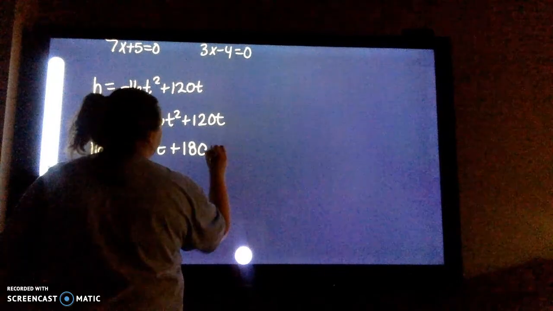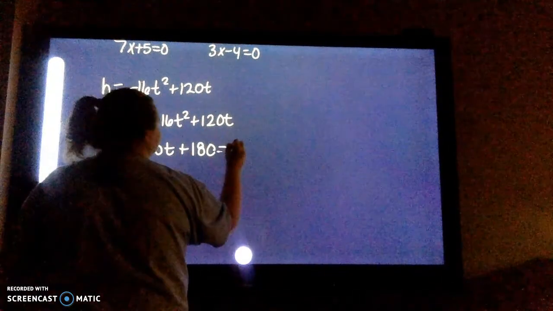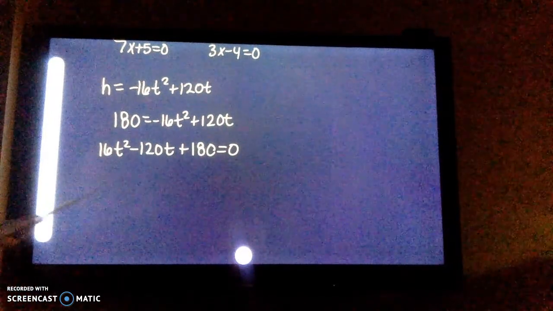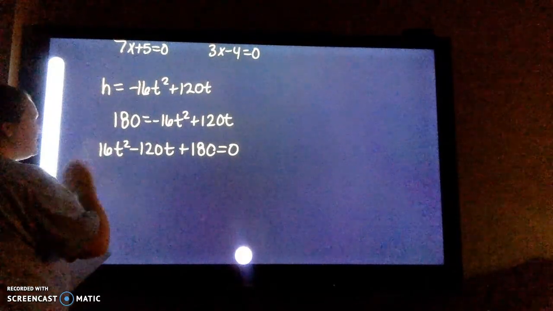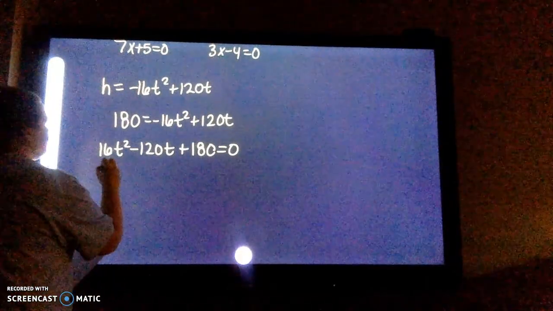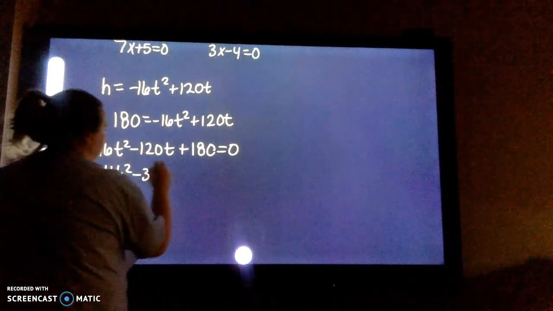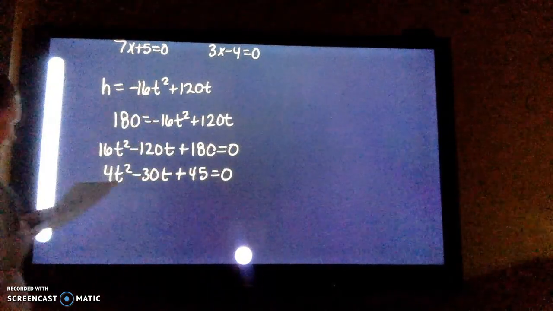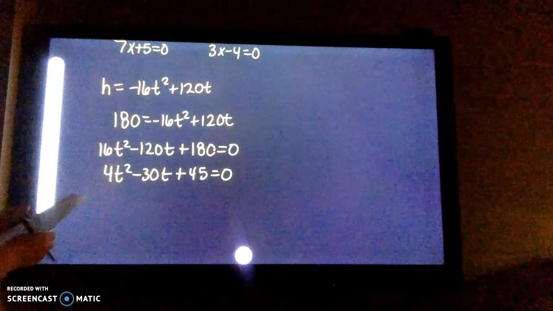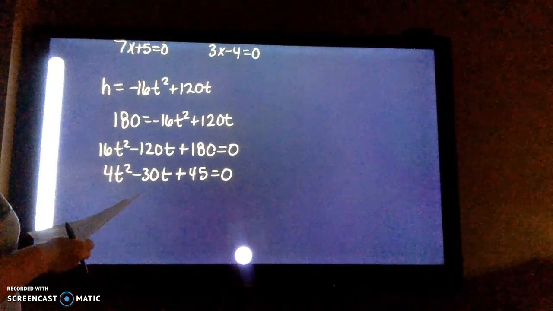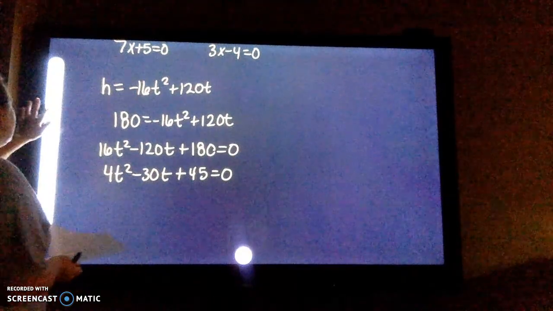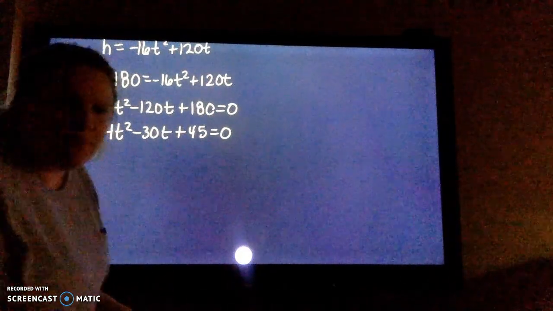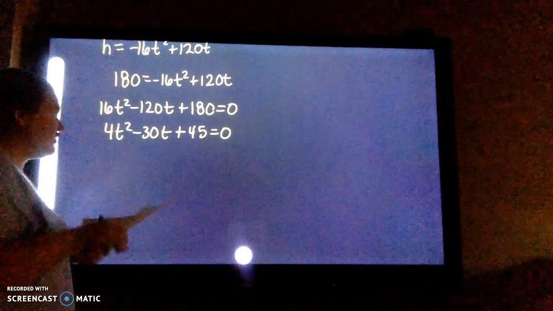Before I solve it, I can pull out a common factor of 4. So I'm just going to divide it out because it's not going to change anything. So this becomes 4t squared minus 30t plus 45 equals 0. You can now go ahead and use the quadratic formula, or you could really try to factor if you wanted to. I'm going to say quadratic formula is probably going to be easiest. When we use the quadratic formula, I'm going to finish it up on the next video.